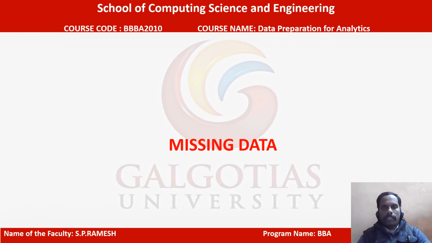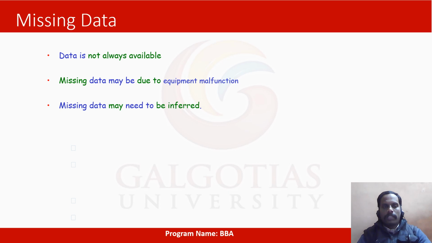Topic for today's session is missing data. So what is missing data? Data is not always available. Missing data are defined as values that are not available, but would be meaningful if they were observed.